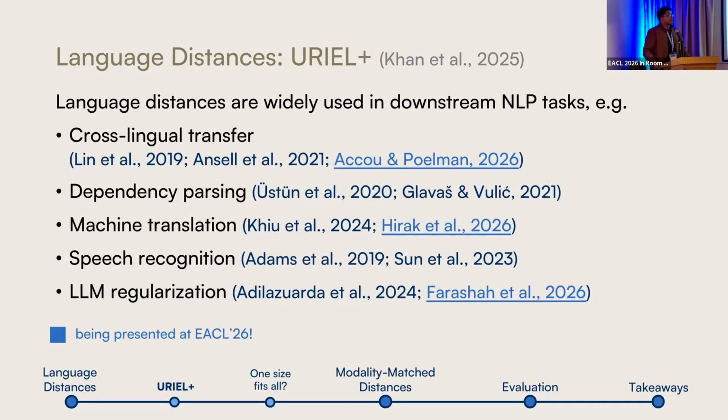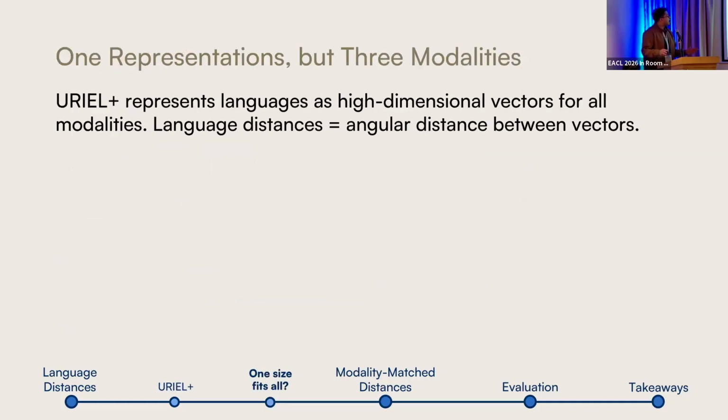And actually, URIEL Plus and its predecessor, URIEL, are pretty widely used in downstream NLP tasks. I just want to point out some of the papers that are using this. For cross-lingual transfer, it's actually a paper at EACL by Aku and Pullman. It's used in dependency parsing, machine translation, speech recognition, and it's also used in LM regularization. So yeah, big shout out to the papers at EACL who are using this already. So, people do find this useful for downstream NLP tasks, right? You often need a language distance measure. That gives you a general overview, and I'll let York take over on talking about what are the actual issues with URIEL.